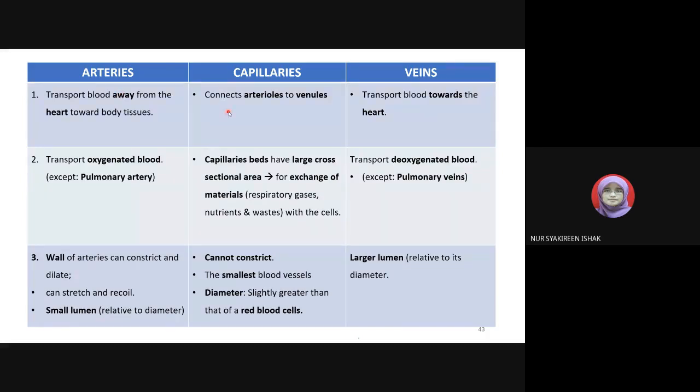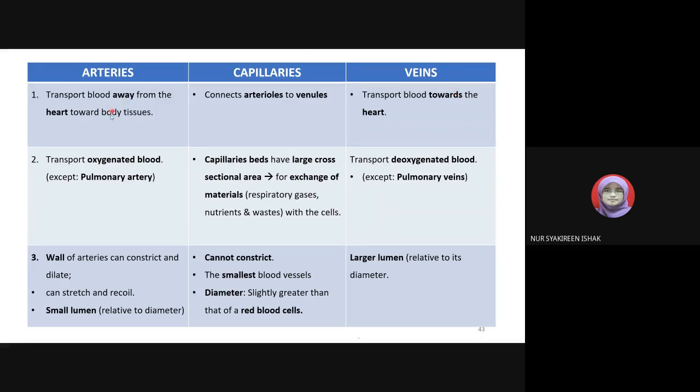As for the capillaries, they connect between arterioles and also venules. And then as for vein, it transports blood towards the heart. Okay, towards the heart. So, kalau contohnya kita ada superior and inferior vena cava, and then pulmonary veins. Pulmonary veins, they carry apa? Oxygen-rich blood coming from the lungs into the heart. Okay, pulmonary vein from the lung into the heart, carrying oxygen-rich blood.